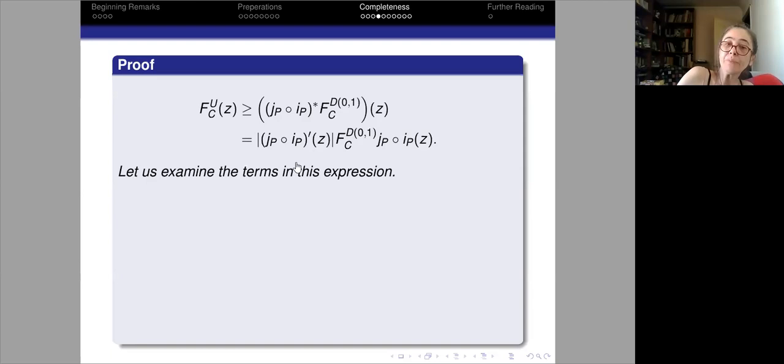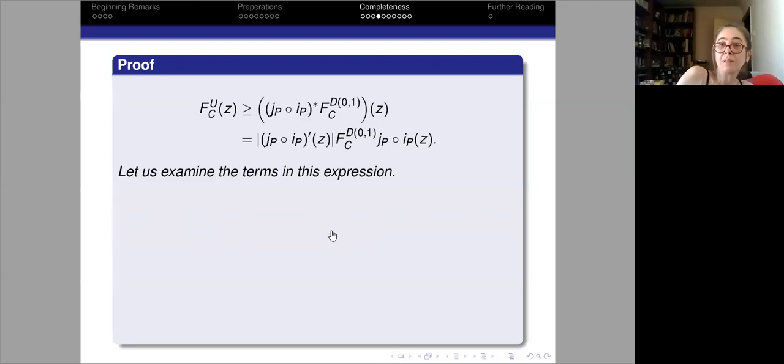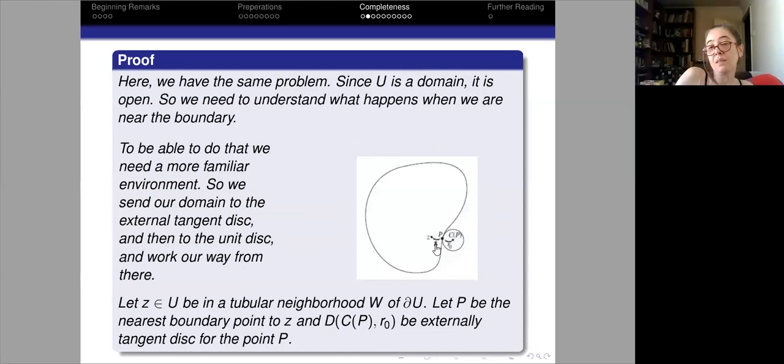So we want to examine the terms in this expression. First, note that if delta is the Euclidean distance from Z to the boundary of U, then the absolute value of Z minus CP is equal to delta plus R0. Because if you roll back and look at the figure, you see that the point P is the nearest point on the boundary to Z, and R0 is the radius of this external tangent disk. So the distance from Z to CP is exactly delta plus R0.